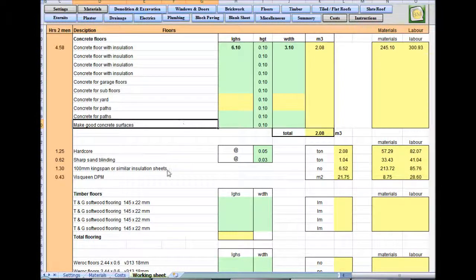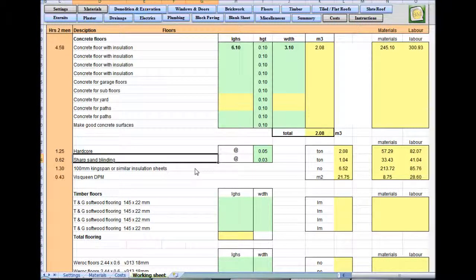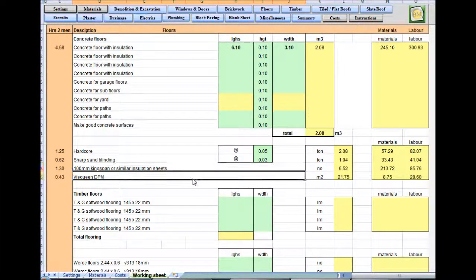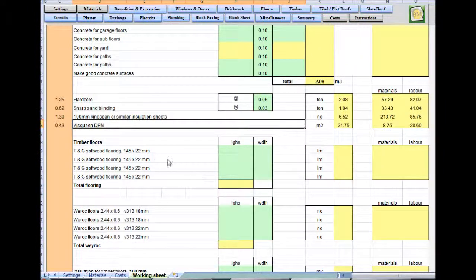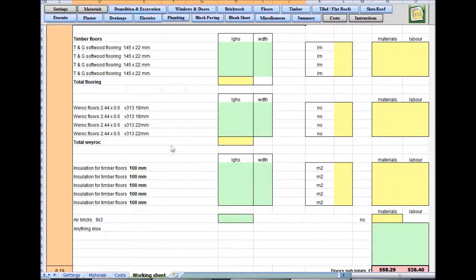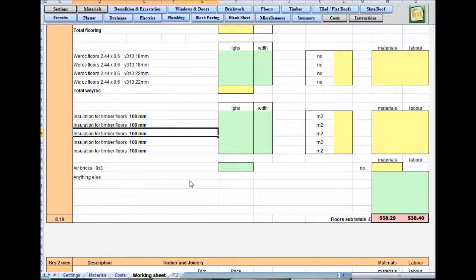As we're looking down the left hand side, it's automatically put your hardcore in, sharp sand, any insulation sheets and your DPM. There's no timber floors on the job, there's no wear rock floors, there's no timber floors to insulate. Because it's a concrete floor, there's no air bricks. How simple is that? We'll have a little look at the summary sheet now.